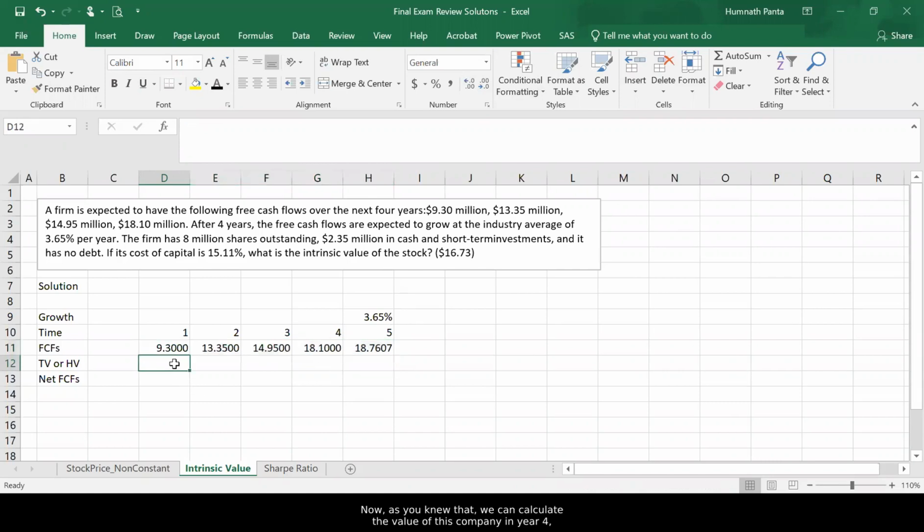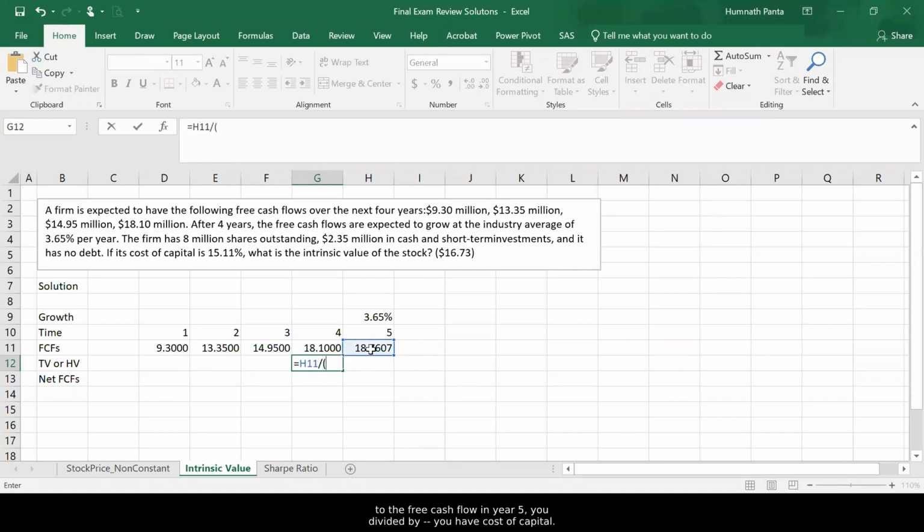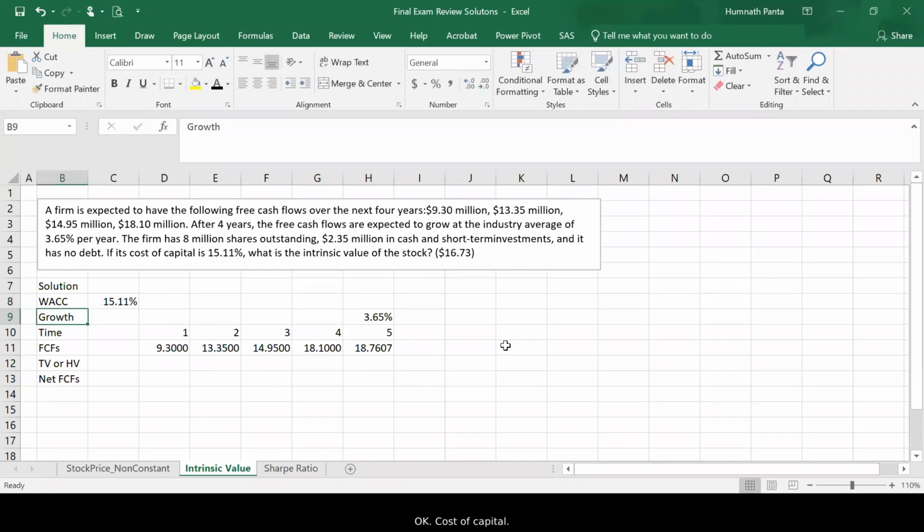Now, as you know, we can calculate the value of this company in year 4, which is the present value of all future cash flows. You remember that after year 4 the free cash flows are constant. So here I'm going to calculate the terminal value, or horizon value, in year 4. That equals the free cash flow in year 5 divided by the cost of capital, which in this case is 15.11%. I forgot to summarize that, so I'm going to put here cost of capital, in other words WACC.